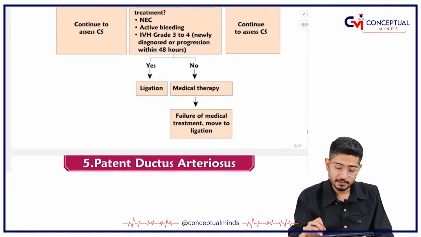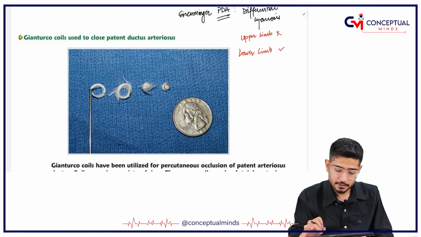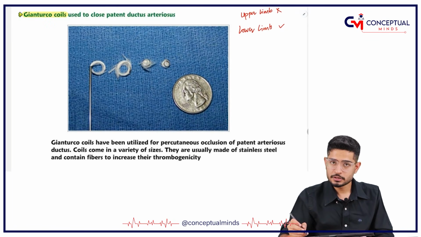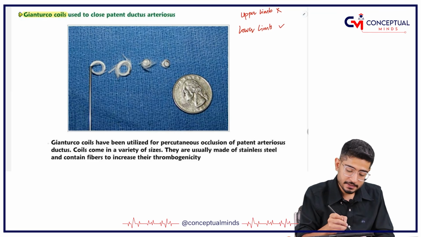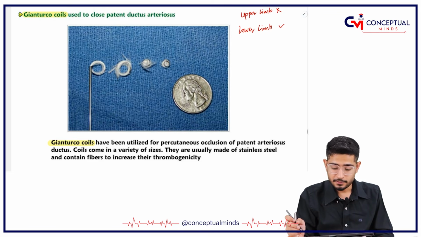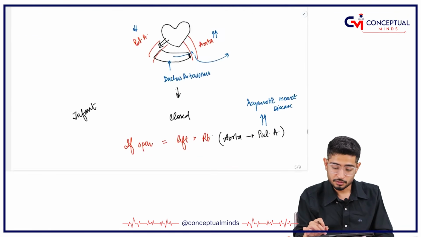Okay, so after placing the occluder, I have shown you. I think I have got the pictures of the occluder as well. So see here. Earlier we used to use these coils. These are called Gianturco coils. Earlier they were used. These are actually stainless steel things which are used to occlude.